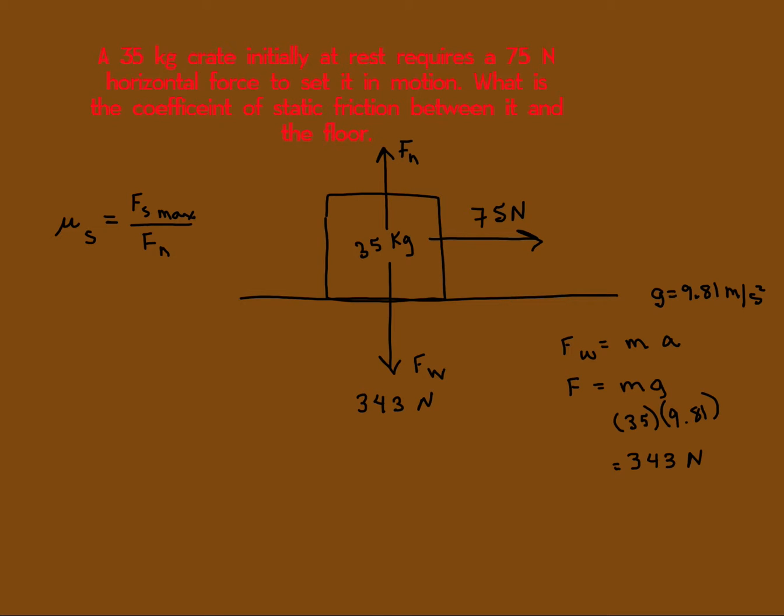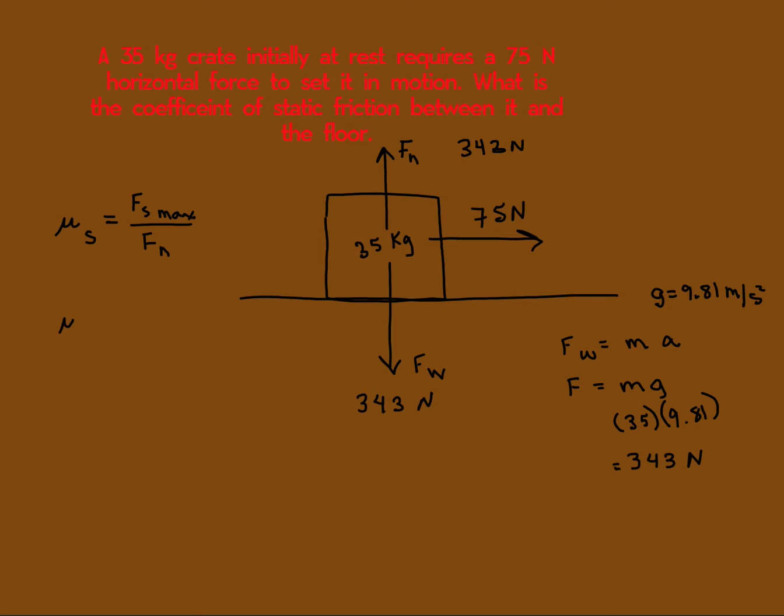Now, because this is on a horizontal surface and our force is being applied horizontally, the normal force is going to be 343 newtons as well. You know, this block isn't floating up in the air and isn't falling downward. Therefore, those two forces must be at equilibrium. And so we know then that our normal force is 343 newtons in the upward direction.